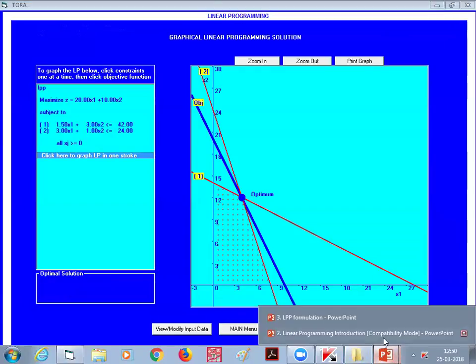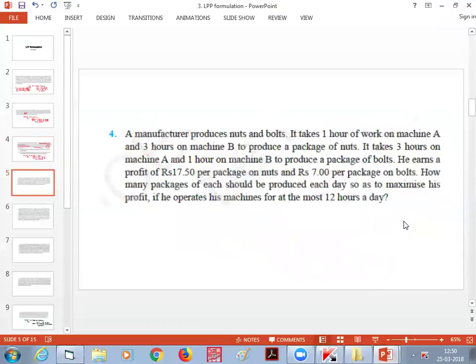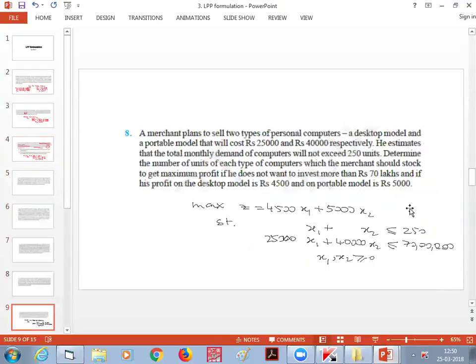Okay, so now, as you'll see, most of them are very similar types. So try to go through the rest of these. Here's another one. It's already formulated, luckily.